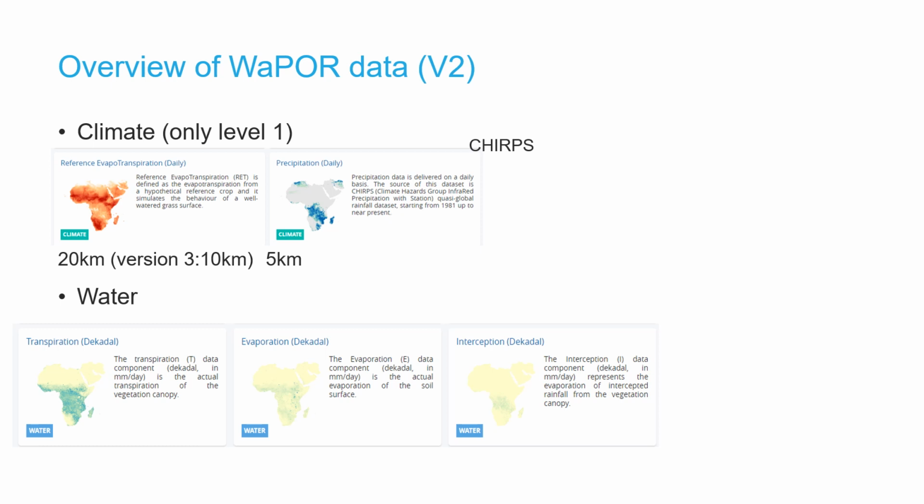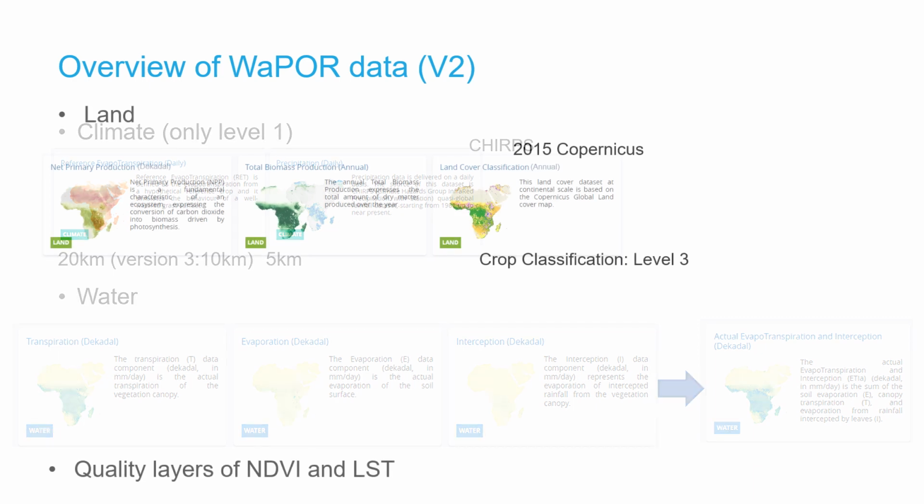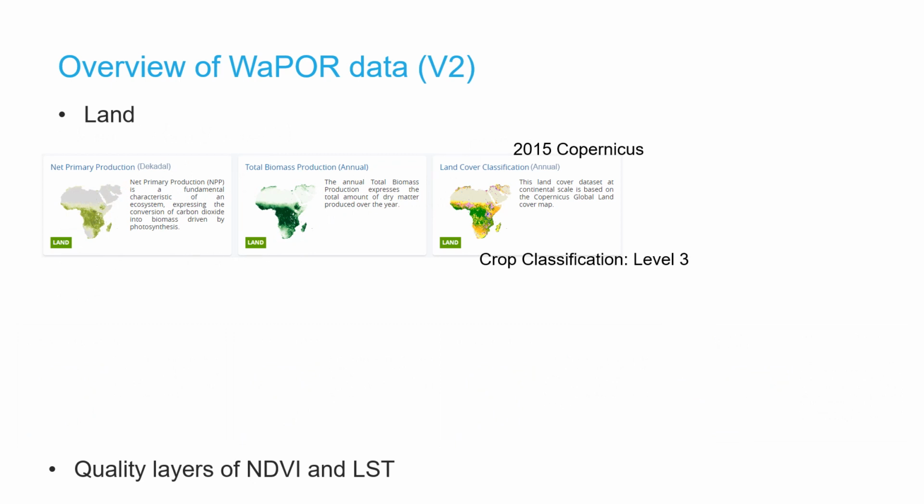The water-related layers are all created specifically for the WaPOR database and consist of separate layers for interception, evaporation and transpiration, as well as a combined layer of actual evapotranspiration and interception. The land layers consist of net primary production, which is then converted to total biomass production. This also provides the land cover classification, which is derived from the Copernicus land cover map of 2015, with an annual update of the cropland into irrigated, rainfed and fallow, based on a water deficit index. The level 3 data has a crop classification map developed by WaPOR.